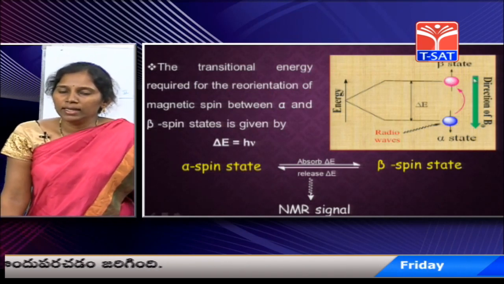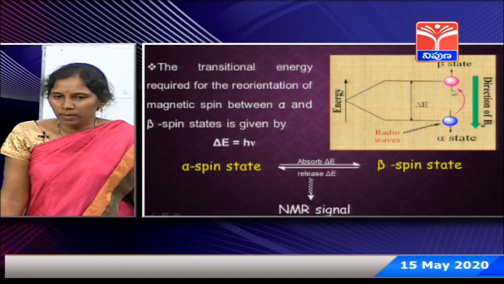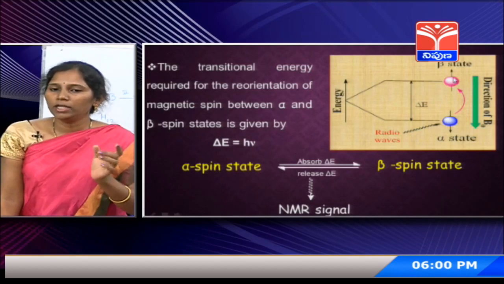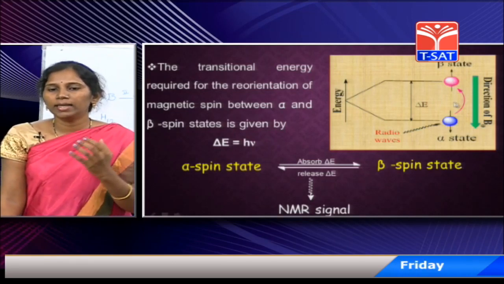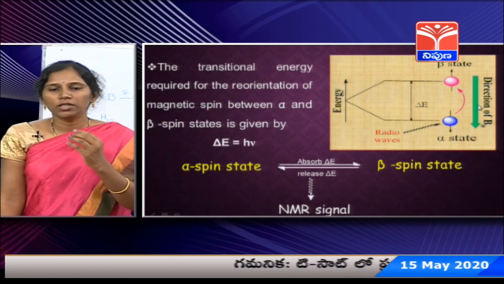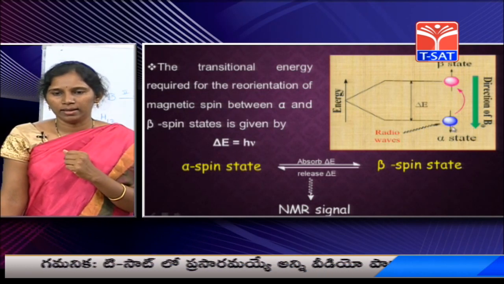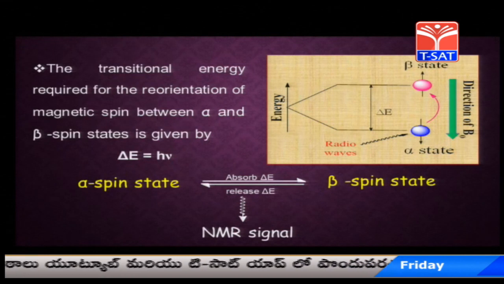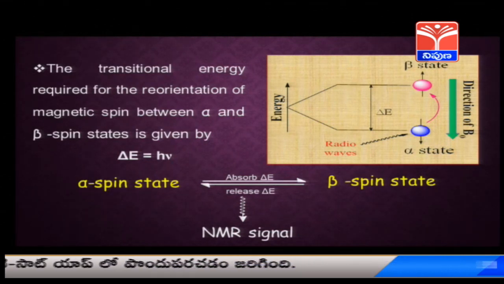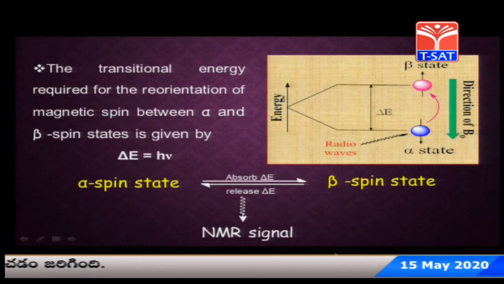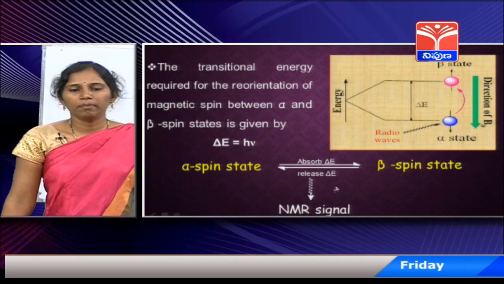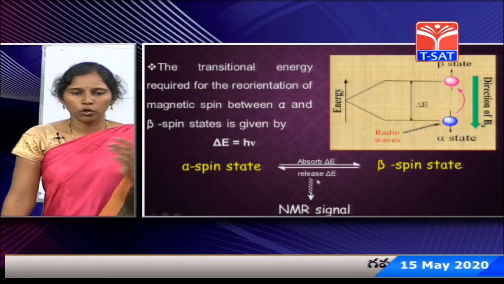Let me tell you another thing here. The nucleus in beta state is not stable there, it is not happy there, and it wants to go back to alpha state by releasing the same amount of energy which it absorbed earlier, and that signal will be detected by the detector producing a peak in the NMR spectrum. Like that we get a peak in the NMR spectrum. If you observe the equation, the nucleus in alpha state turns to beta state by absorbing energy and goes back to alpha state by releasing the same amount of energy producing a signal.